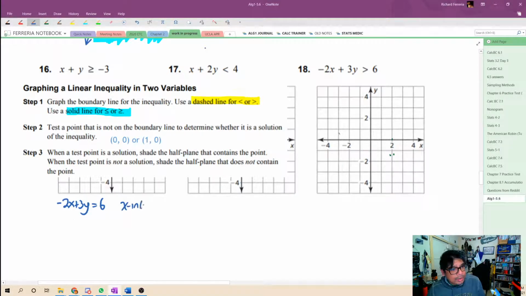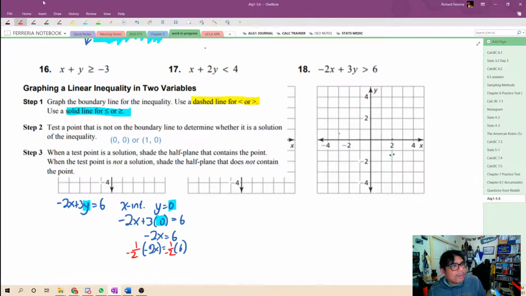The first one I'm going to look for is the x-intercept. So for the x-intercept, y is equal to 0. We're going to write our linear equation: negative 2x plus 3 multiplied by 0 equals 6. So we're substituting 0 for y, and then we're going to do our math. 3 times 0 is 0, so negative 2x is equal to 6. Divide both sides by negative 2, and that gives us x equals negative 3. So we get a point, negative 3, 0, right over here.